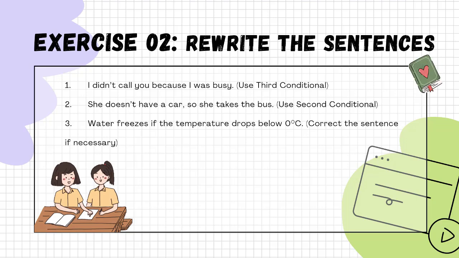Use third conditional. 2. She doesn't have a car, so she takes the bus. Use second conditional. 3. Water freezes if the temperature drops below 0 degrees C. Correct the sentence if necessary. Think about which conditional fits each sentence and rewrite them accordingly. Ready? Let's do this. Now let's check your answers.